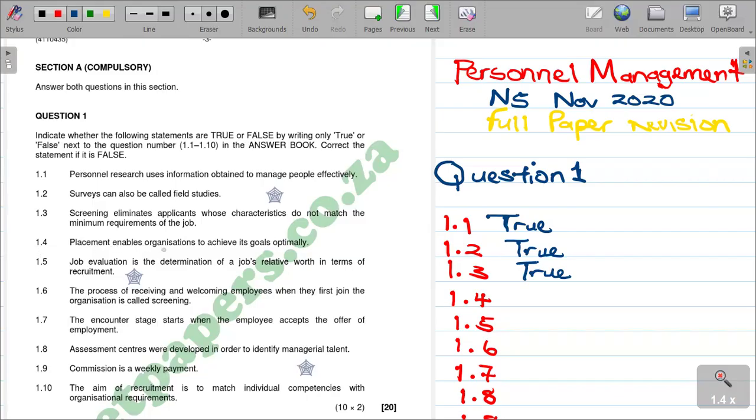Placement enables organizations to achieve its goals optimally. Placement is a process whereby you are placing the right candidate in a vacant position. That's what we call placement. Normally, placement is the final stage of the recruitment process, right? So the statement is true. Placement enables organizations to achieve their optimal goals. That's a true statement.